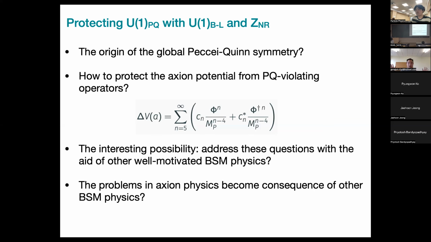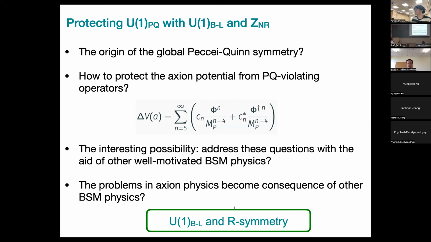Let's say there are some already proposed, very familiar, well-known symmetries and particle contents. And if somehow these two problems can be addressed simultaneously by the use of already well-known symmetries in the BSM landscape, that would be great, because the problem in axion physics now becomes a consequence of other BSM physics, so that the axion can achieve great harmony with the whole BSM landscape, if this is possible. So I want to ask this question here. Then I will give very special attention to the U(1) B-L symmetry and supersymmetry, especially the R-symmetry, which supersymmetry is always accompanied by.